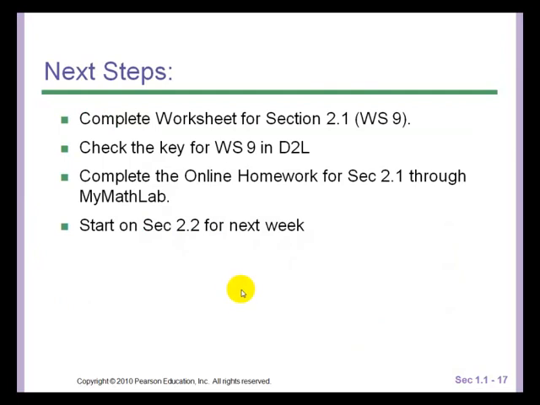That concludes section 2.1. Your next steps are to complete the worksheet for section 2.1. This is worksheet 9. If you are in my online class, you can immediately check the key for worksheet 9. Recall you have to check the key to get full credit for the worksheet part of participation. If you are in my face-to-face class, we will go over the key in class. Then complete the online homework for section 2.1 through my math lab. And then if you would like to, start on section 2.2 for next week.